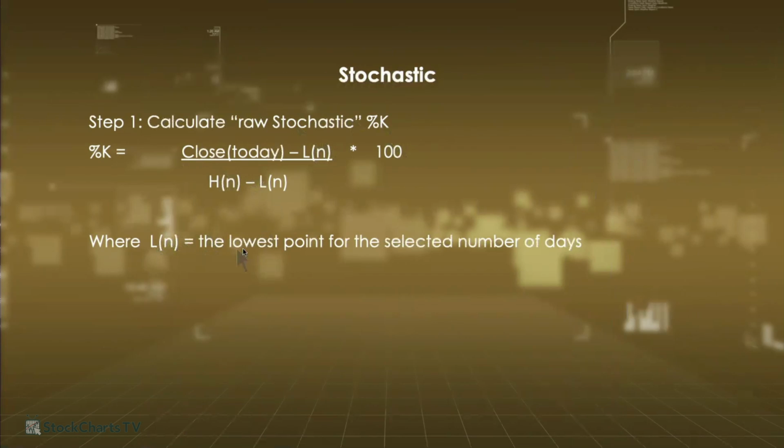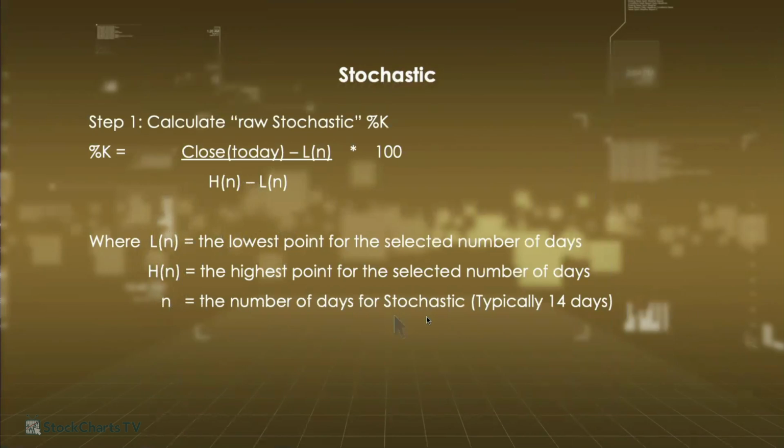And L, like I said, is the lowest point for that selected number of days, and H the highest point for the selected number of days. So if we're looking at 14 days, then the highest high is what you use for HN, and the lowest low over those 14 days is what you use as your LN. N being the number of days, typically 14. Like I said, that is the default.